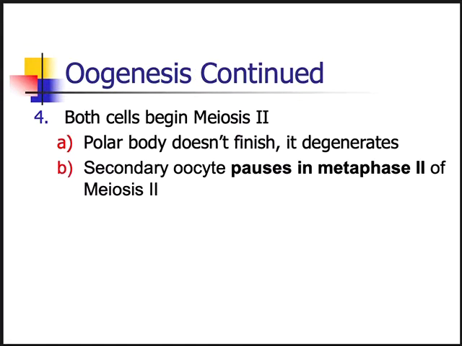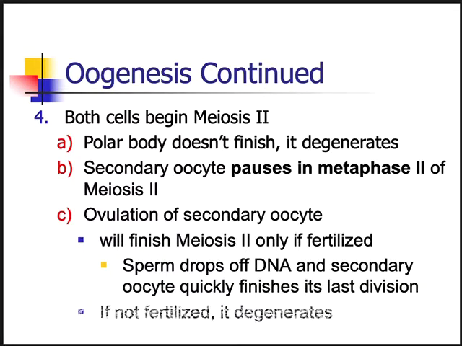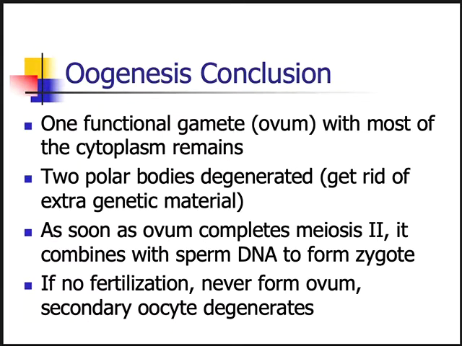And even when you're a secondary oocyte, you still have your sister chromatids. It's not until you complete meiosis 2 that you get rid of that, okay? All right, so in conclusion, one functional gamete is what you get, right?